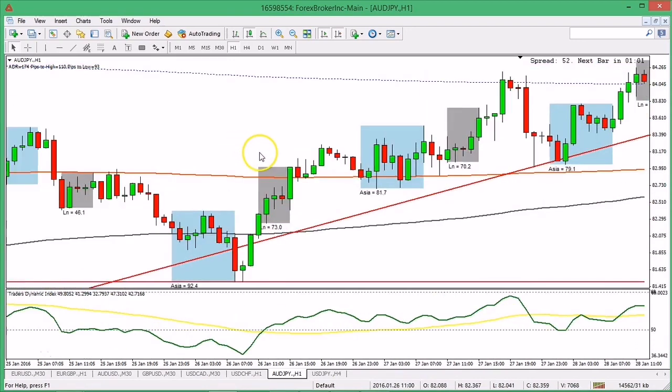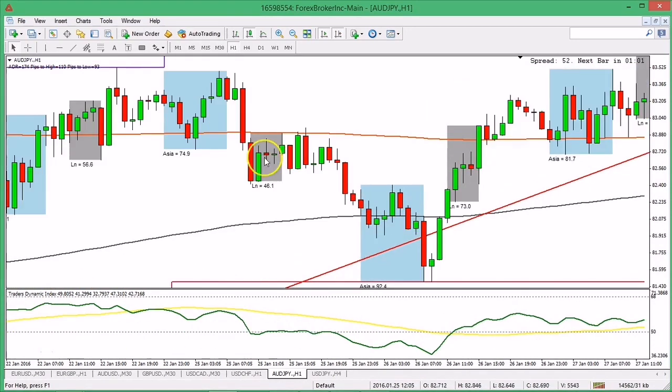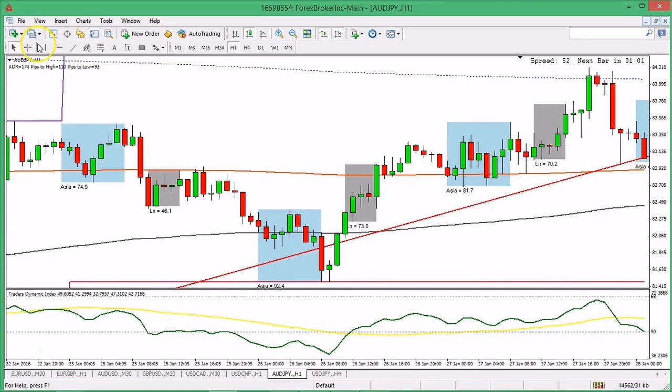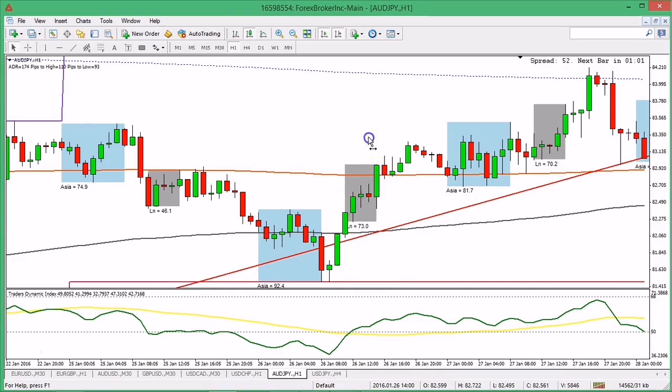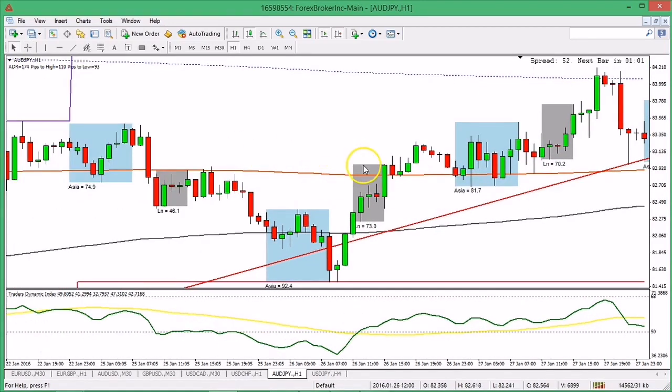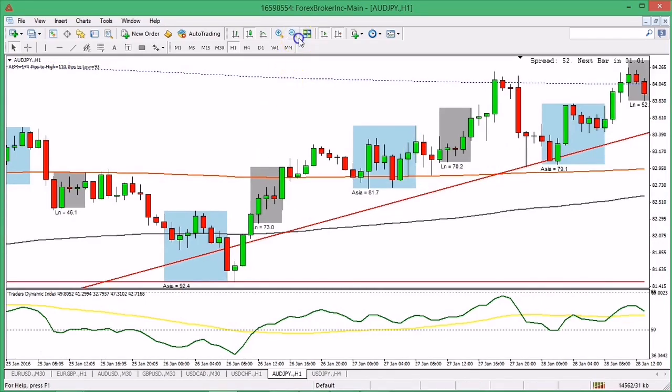The timing is very important. Let me scroll back. Right here, at the end of Asian session, you get a reversal pattern. That's a reversal pattern right there. You're taking a buy right there. Could have rolled it up to the average, 74 pips. Not bad at all. Minus the spread, you probably got 70 pips.